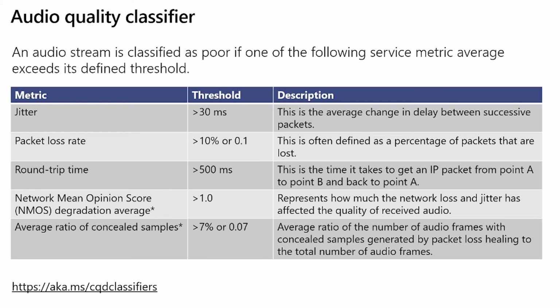Jitter. This is the average change in delay between successive packets. Teams can adapt to some levels of jitter through buffering. It's only when the jitter exceeds the buffering that a participant notices the effects of jitter. Jitter in excess of 30 milliseconds will cause the call to be classified as poor.